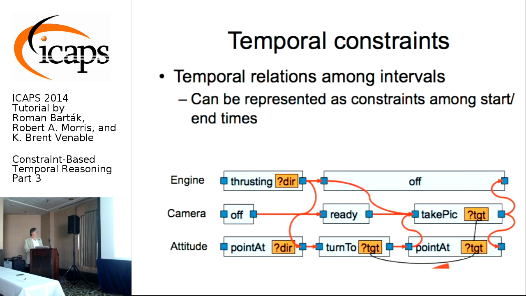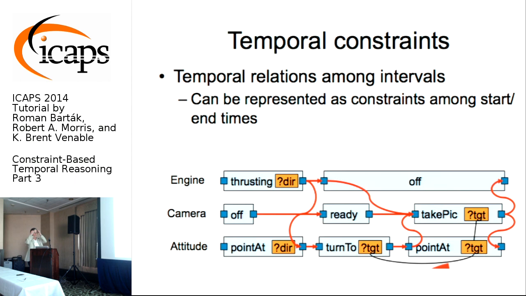I believe, if I remember correctly, that in the plan for MapGen, you can specify either constraints on endpoints or Allen constraints on intervals. So it's a mixture of the quantitative and qualitative approaches that Roman described. It's a hybrid of temporal constraints.